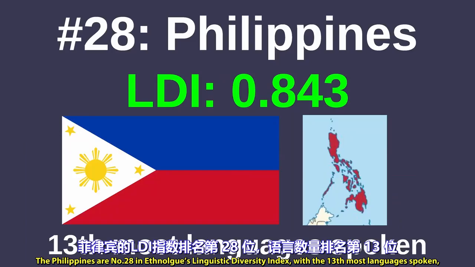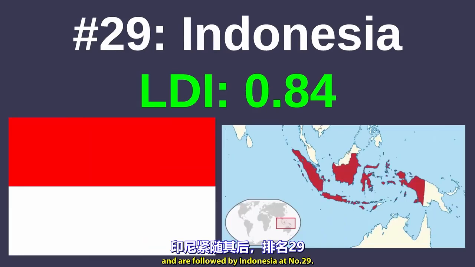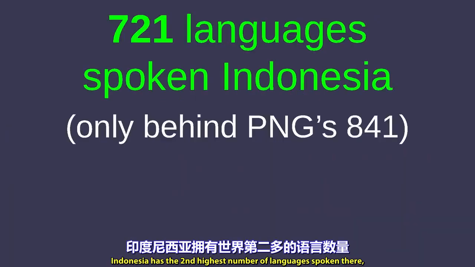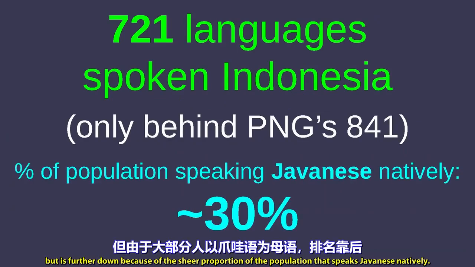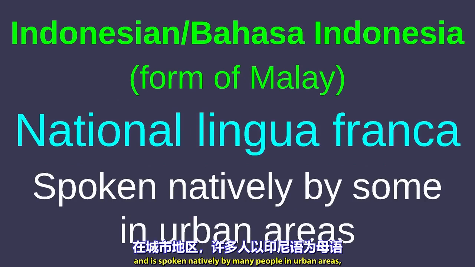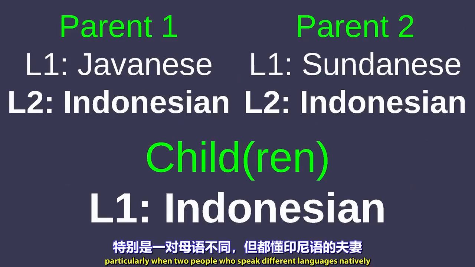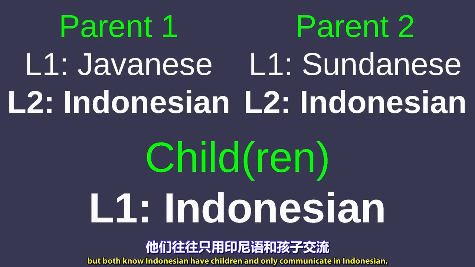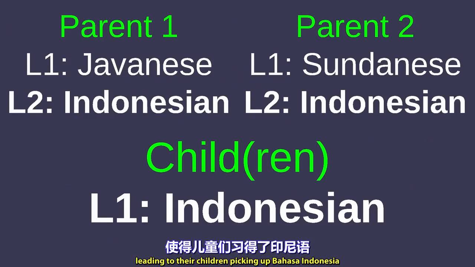The Philippines are number 28 in Ethnologue's Linguistic Diversity Index, with the 13th most languages spoken, and are followed by Indonesia at number 29. Indonesia has the 2nd highest number of languages spoken there, only behind Papua New Guinea, but is further down because of the sheer proportion of the population that speaks Javanese natively. Indonesian, or Bahasa Indonesia, is a lingua franca spoken by the majority of the country and is spoken natively by many people in urban areas, particularly when two people who speak different languages natively but both know Indonesian have children and only communicate in Indonesian, leading to their children picking up Bahasa Indonesia instead of the 2 other languages.